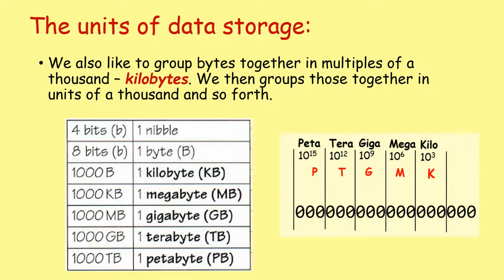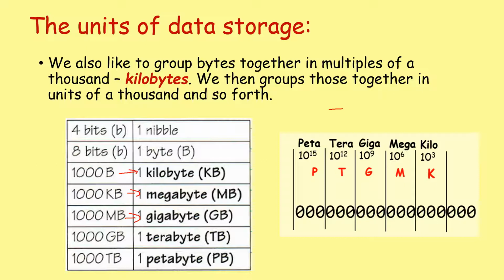We also like to group bytes together in multiples of 1,000, what we call kilobytes. We then group these together in units of 1,000 and so on and so forth. So we talk about 1,000 bytes equals 1 kilobyte. 1,000 kilobytes equals 1 megabyte. 1,000 megabytes equals 1 gigabyte, etc.